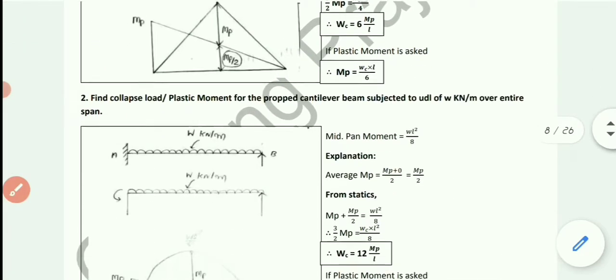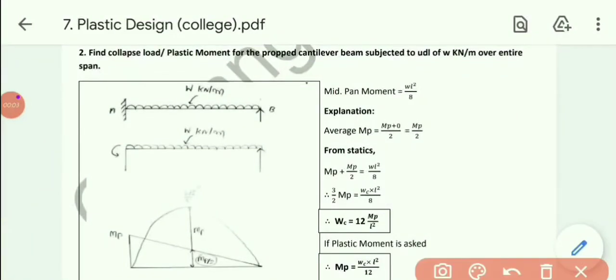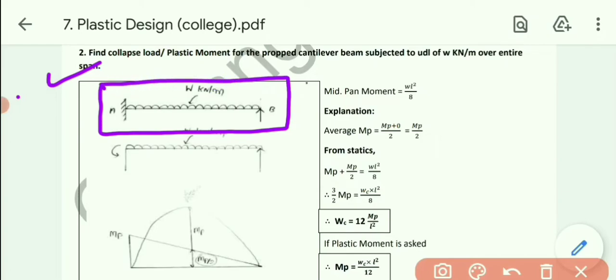Similarly, let's solve another example. See, the second one. Find the collapse load or plastic moment for the prop cantilever beam subjected to UDL, that is W kilonewton per meter, over the entire span. As we have done in the previous example, first of all draw the beam, that is the prop cantilever beam, subjected to UDL over the entire span.